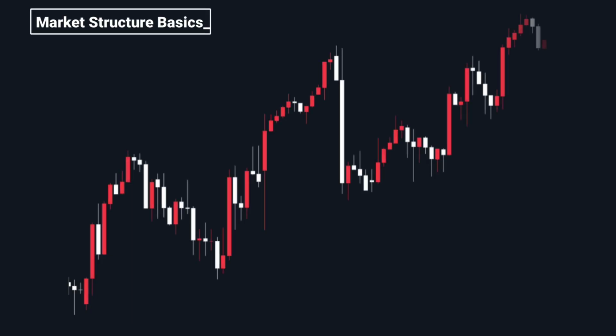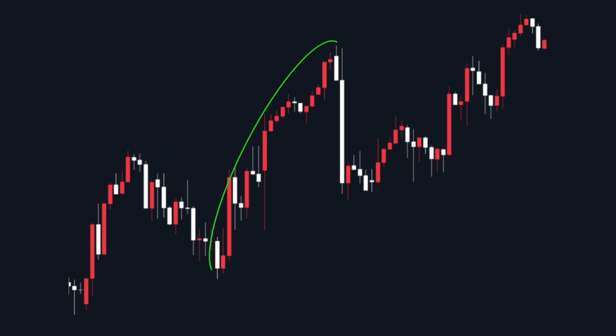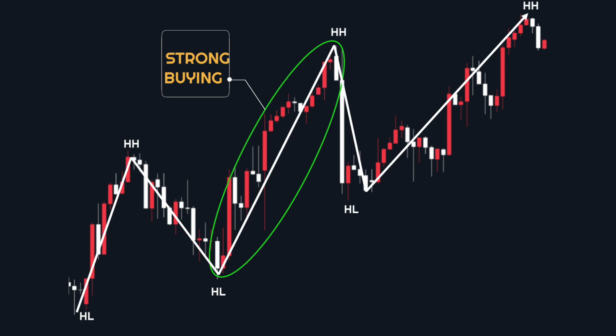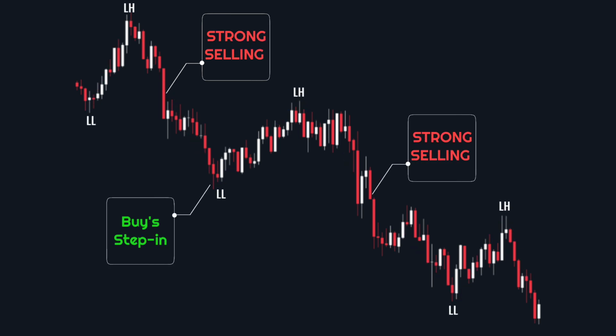Let's start with the basics of market structure, because without understanding how price moves, Fibonacci levels won't make much sense. In every financial market, whether it's Forex, crypto, gold, or stocks, price tends to move in waves. We see impulses and corrections, rallies and pullbacks. When buyers are stronger, price pushes higher, creating an uptrend with higher highs and higher lows. When sellers dominate, the market moves lower with lower highs and lower lows.